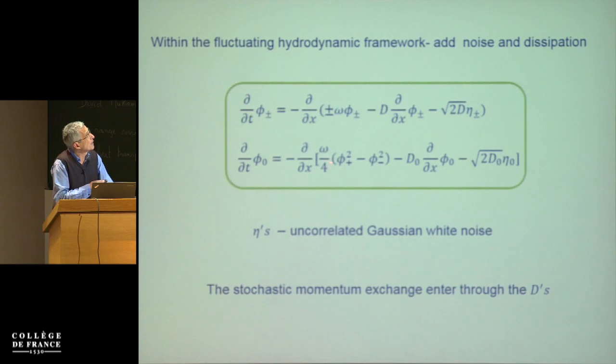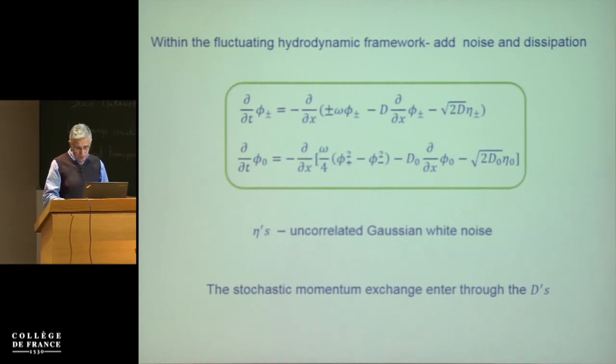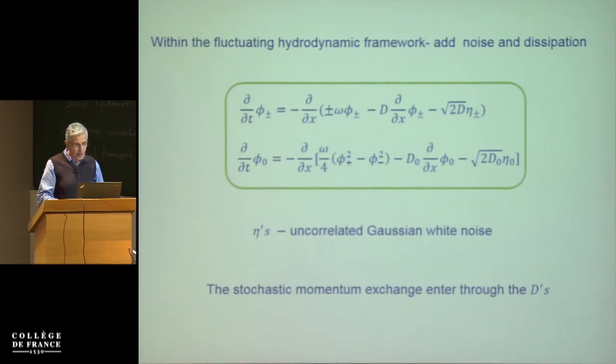Now note here that if you just average the energy current, it has to do with phi plus squared minus phi minus squared. So basically, if you solve the equations for phi plus and phi minus, you can calculate the energy current, which comes from here, and see how it looks.